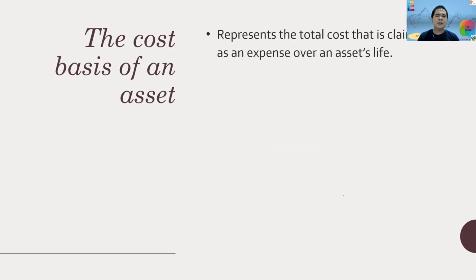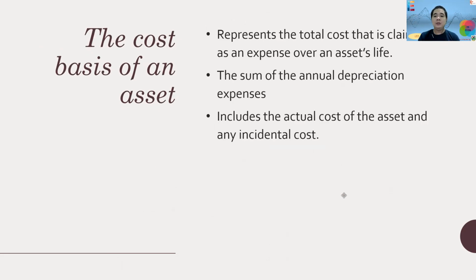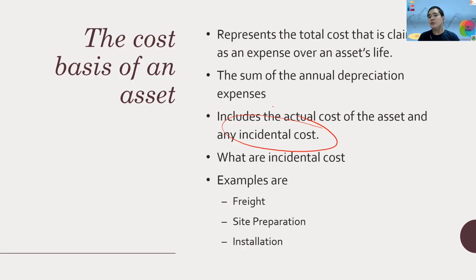So the cost basis of an asset represents the total cost that is claimed as an expense over the asset's life. It is the sum of the annual depreciation expense, and it includes the actual cost of the asset and any incidental cost. So bear in mind the incidental cost, okay? So what are incidental costs? Examples of incidental costs are, number one, freight, site preparation and installation.